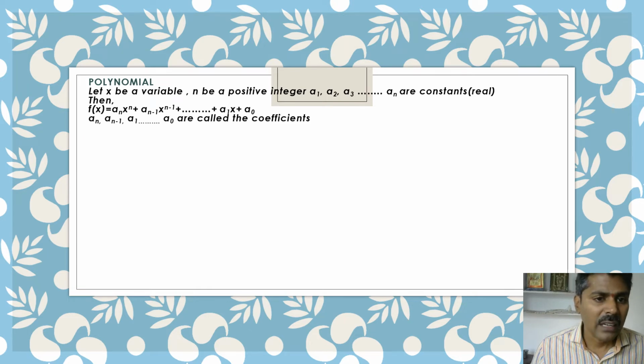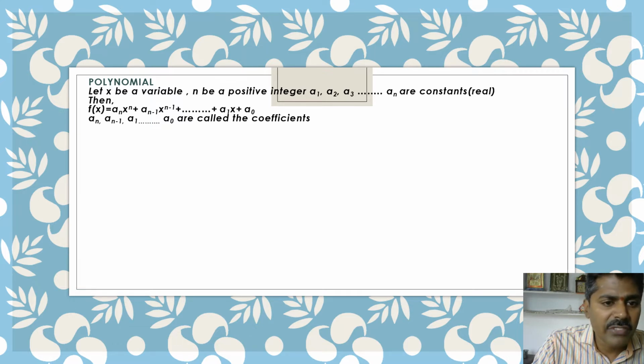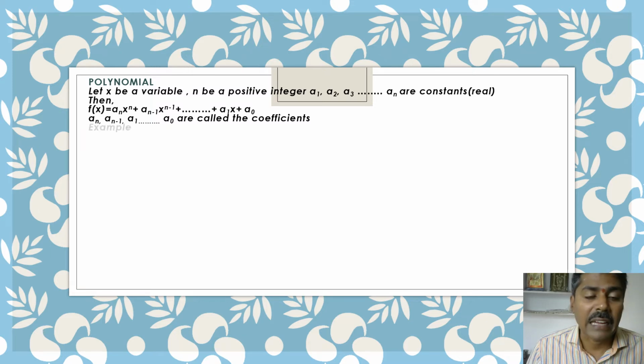Now, here an, an-1, a1 and so on, a0 are all called the coefficients. What are coefficients? These are the coefficients of the variables. If you observe, the x^n coefficient is an. The x^(n-1) coefficient is an-1. These are all called coefficients, which are real numbers.